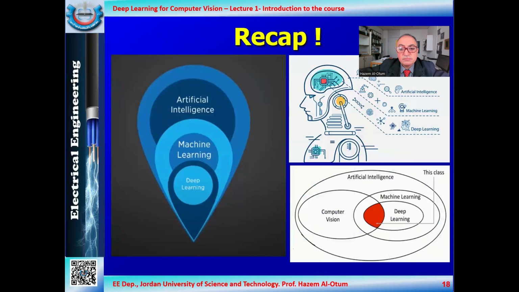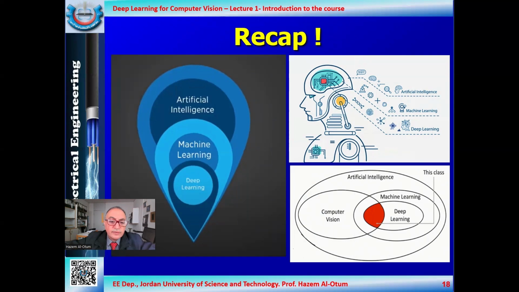Recap. As you see here, all topics are very related to each other. We start with artificial intelligence, machine learning, and then deep learning. Deep learning is a part of machine learning, which is a part of artificial intelligence, and AI may also interact with computer vision partially. Maybe computer vision is a part of AI, but not all computer vision is applicable to AI for sure. And AI may contain other topics rather than computer vision.